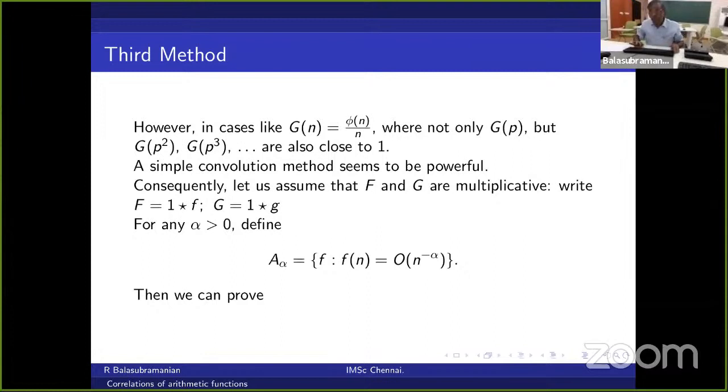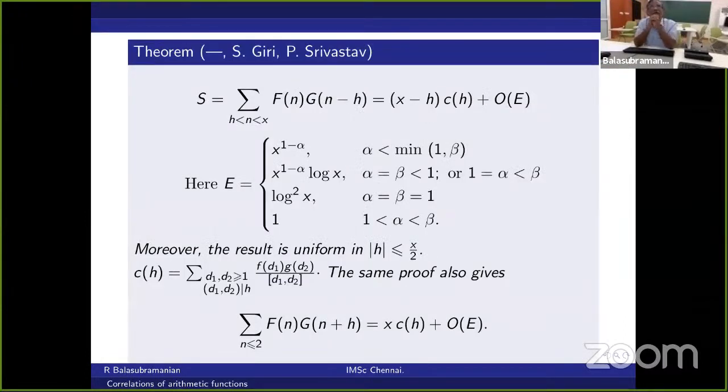Under these conditions, we prove that the sum over n not exceeding x of f of n g of n minus h, obviously n bigger than h, is equal to x minus h into c of h plus O of E, where now E is x power 1 minus alpha, where alpha is less than the minimum of 1 and beta, which we can assume, I mean, we can assume that alpha is less than beta, and E is x power 1 minus alpha times log x if alpha equal to beta, and log squared x if alpha equal to beta equal to 1 and 1 less than alpha less than beta.